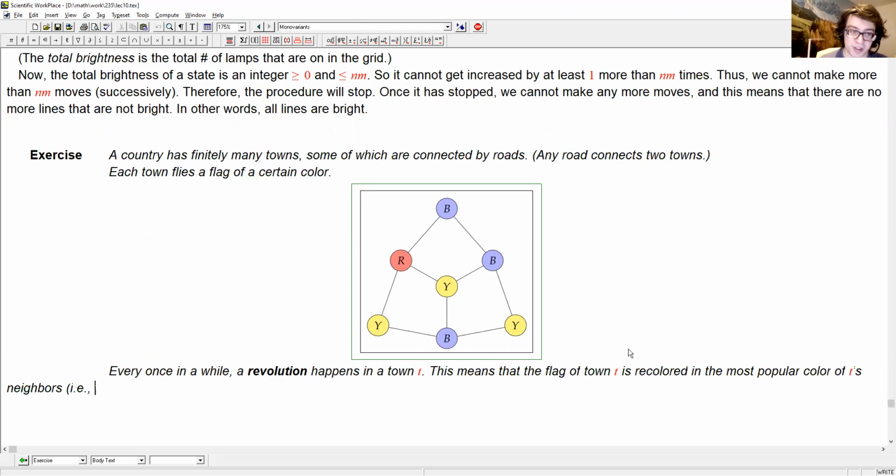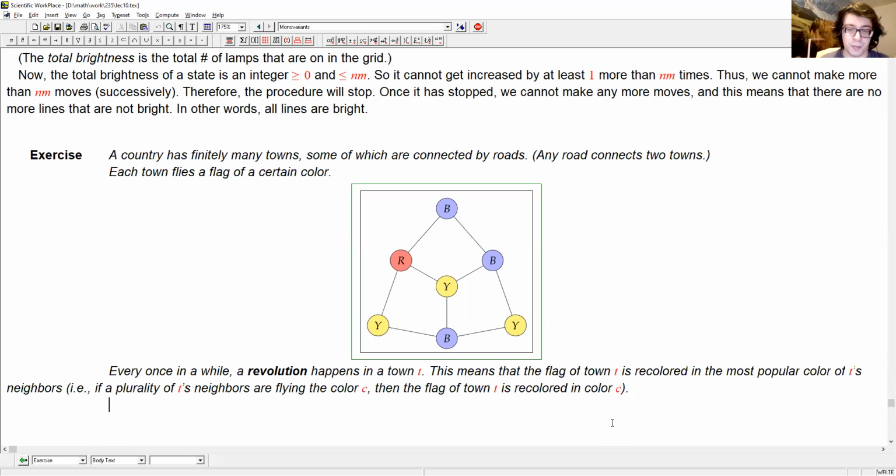So here is the fine print. If a plurality of C's neighbors are flying the color D, and by plurality I mean for any color E that's not D, more of C's neighbors are flying color D than flying color E, then the flag of town C is recolored in color D.